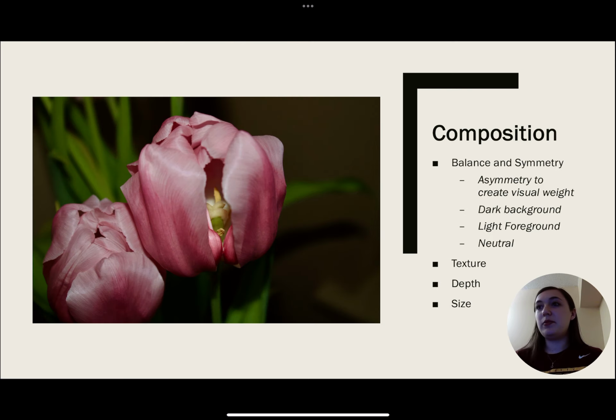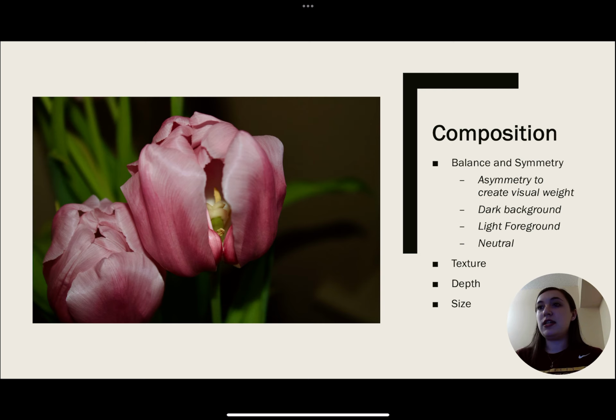Next, we're going to talk a little bit about composition. Composition is what makes up your photos, and there are a lot of different elements that go into that, one of which is going to be balance and symmetry. This image is a great example of asymmetry. This is used to create visual weight. You can tell because the main flower is found in the center of the image. However, the other flower added to the left-hand side of the image helps to add a bit of asymmetry to help keep the photo more interesting.